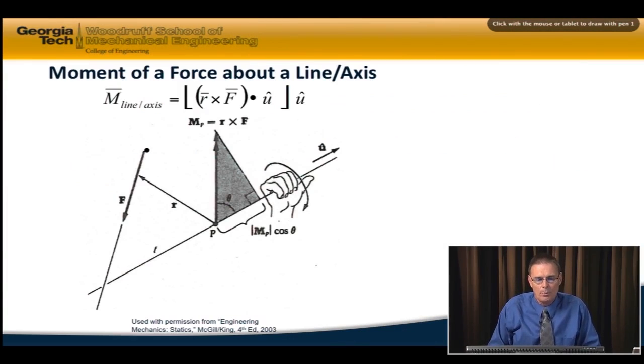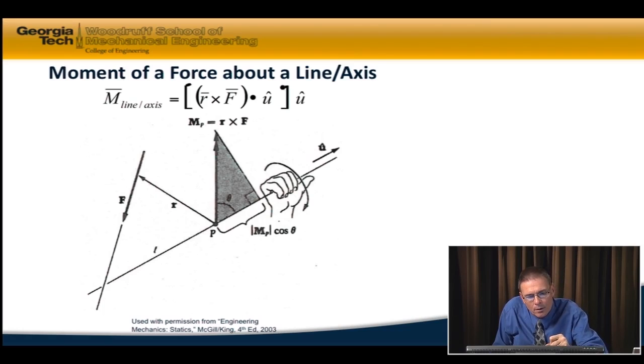Here's the definition of the moment of a force about a line or an axis, and this figure is taken again from the McGill-King text, which I referred to in Module 6. So the moment about a line or an axis is equal to a position vector from the line or axis to the line of action of the force itself, crossed with a force in vector form, and then dotted with a unit vector in the direction of the line or axis. That result is going to give us a scalar, and the overall direction of the moment about the line or axis is going to be in that u direction.